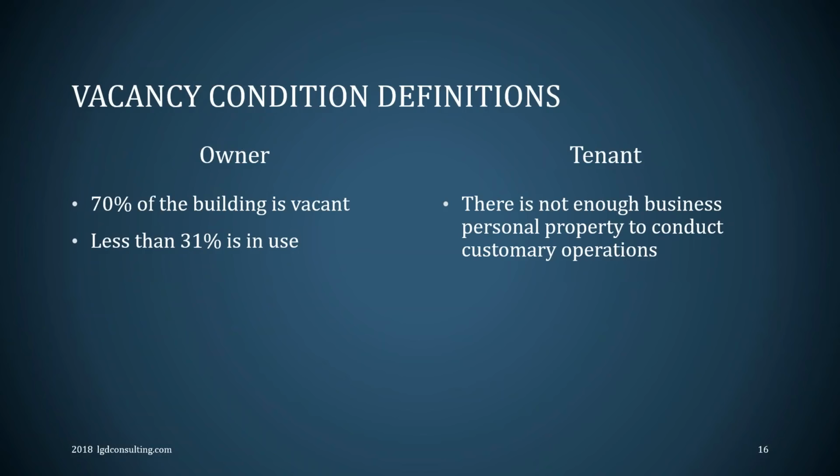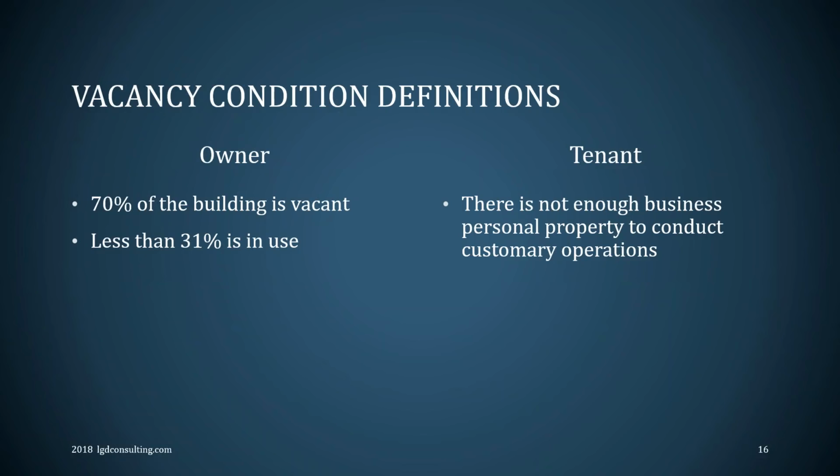Vacancy. Whenever you think of vacancy in a commercial building, you've got to look at two different angles. Number one, the owner of the building, or number two, someone leasing space in the building. So as an owner of the building, if you had a commercial property policy, we, the insurance company, would consider the building vacant if 70% of the building is vacant or unoccupied, which another way of saying that is less than 31% is in use. So 70% vacant is the same as less than 31% is being used. Two ways of saying the same thing, right?